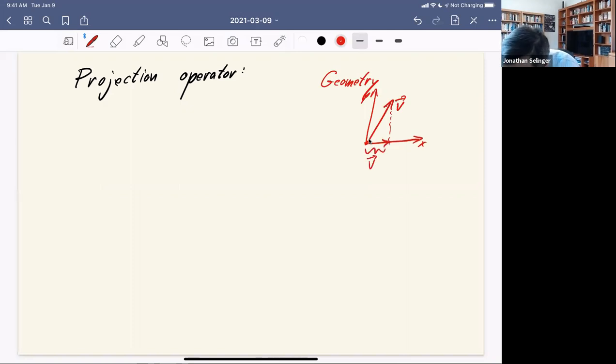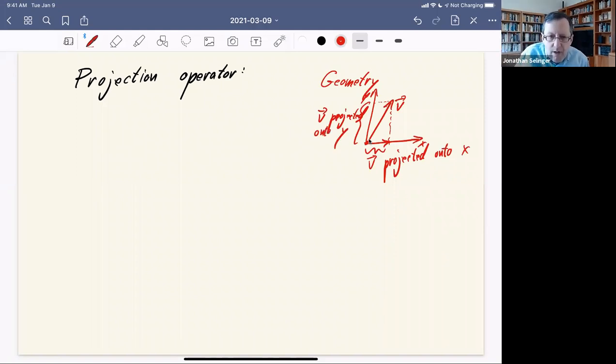This is v projected onto x. And over here, we could project it onto the y-axis. So this is v projected onto y. And maybe we would want to have a nice way to express that projection.